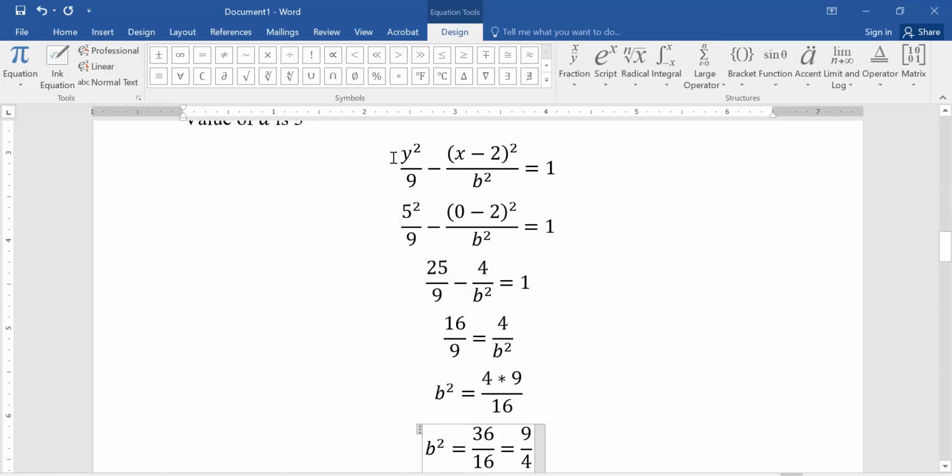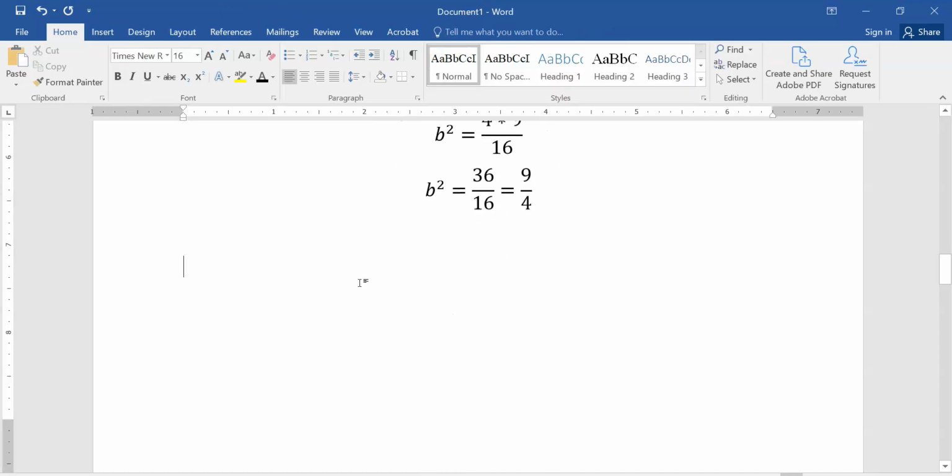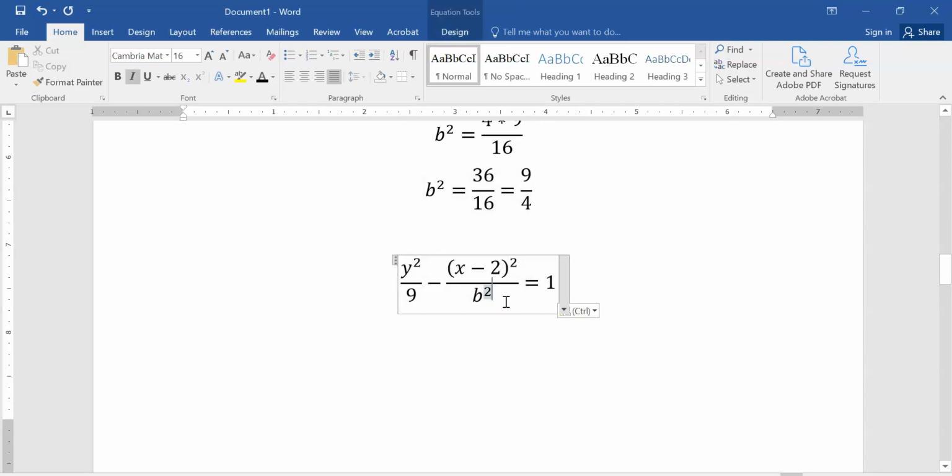Now that's a long way to do this, but again, I'm trying to solve this. What I know now is that my equation should look like this, where b squared is 9/4. So we can just write 9/4, or the decimal version of 9/4, which is 2.25. And there you go. So that's the equation of the hyperbola that we were looking for.